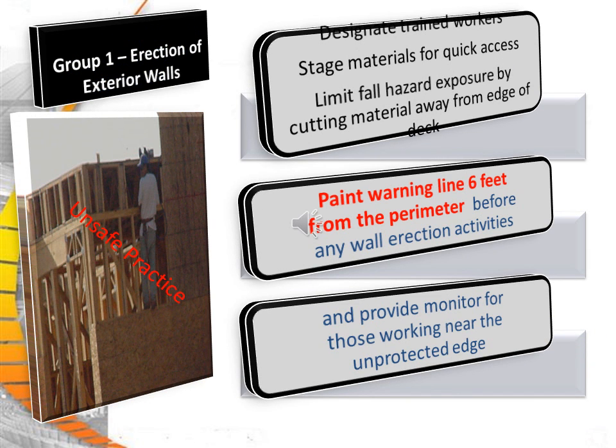Erection of exterior walls. Employers need to designate trained workers, stage materials for quick access, limit the fall exposure by cutting the materials away from the edge of the deck, paint a warning line 6 feet from the perimeter before any wall erection activity begins, and provide a monitor for those working near the unprotected edge.